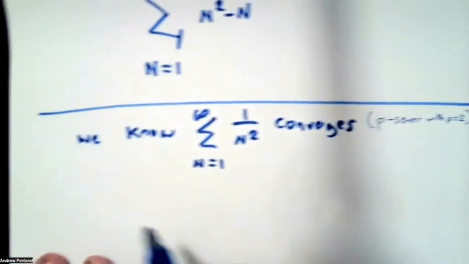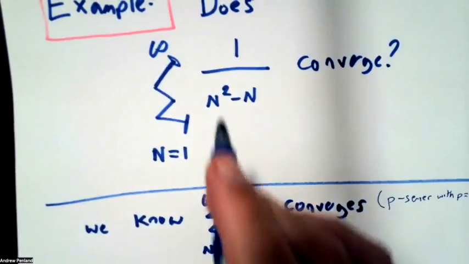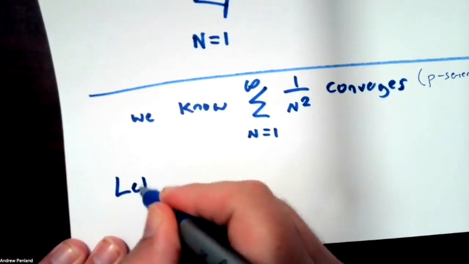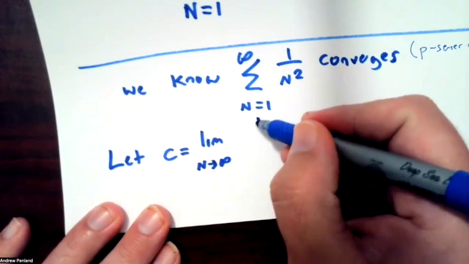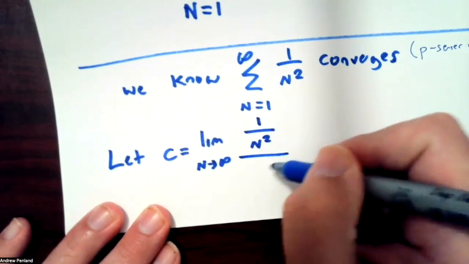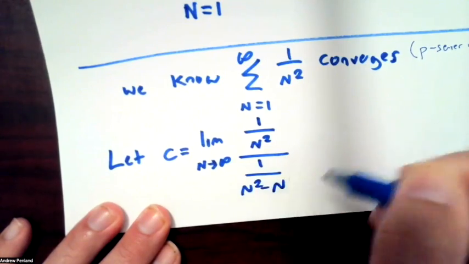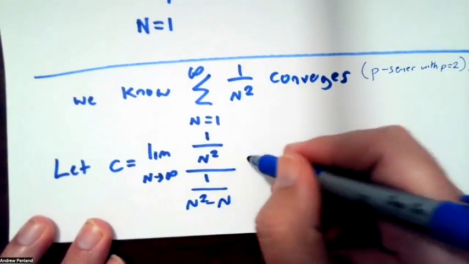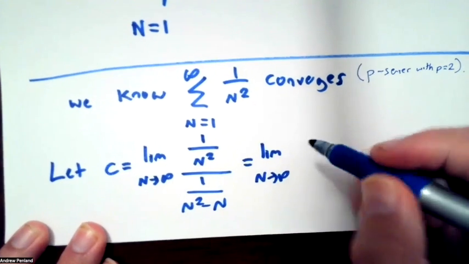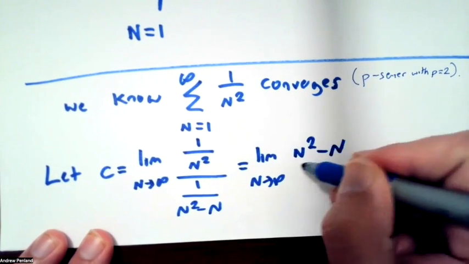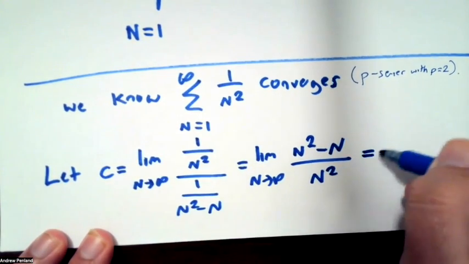Okay, so now let's look at the ratio of these things. So we have the limit as n goes to infinity of 1 over n squared over 1 over n squared minus n. And then let's remember that we can do a little denominator trickery here, where this comes up to the top and this becomes n squared over n squared. And that's equal to 1.